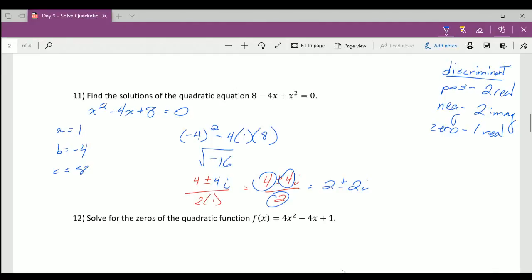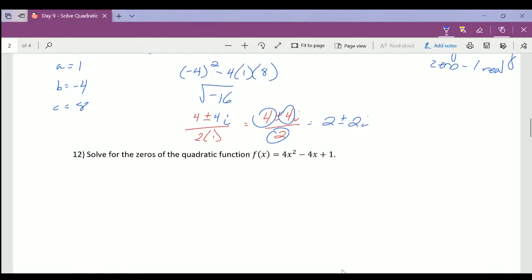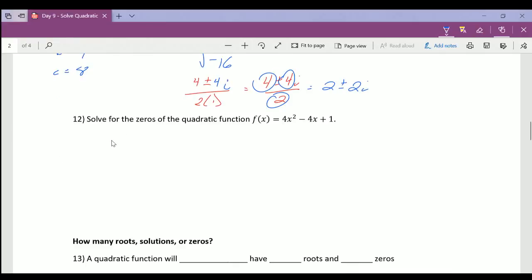Alrighty. And let's see, this one right here, we've got, well, it's already in standard form. So this is going to be your A, that's your B, that's your C. A is 4, B is -4, and C is 1. Okay, let's see, B squared minus 4AC.